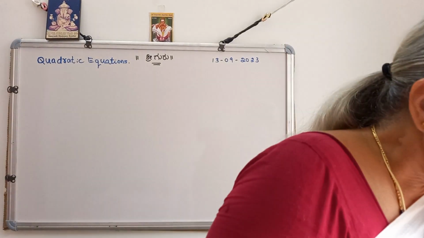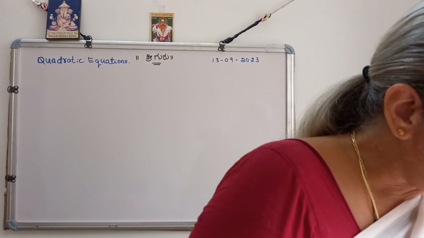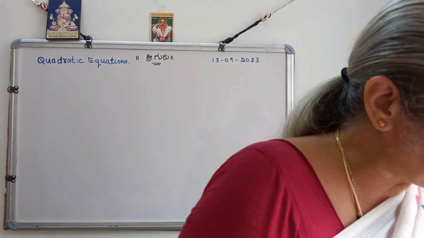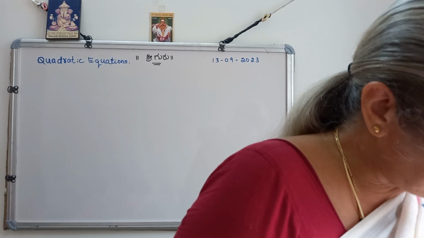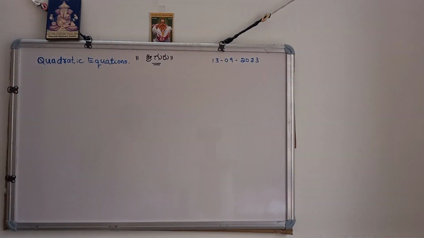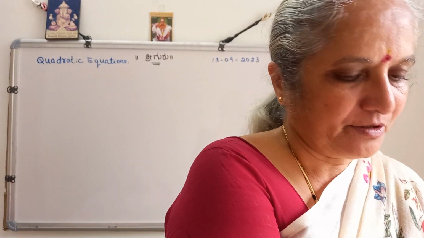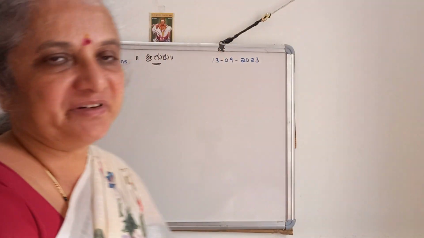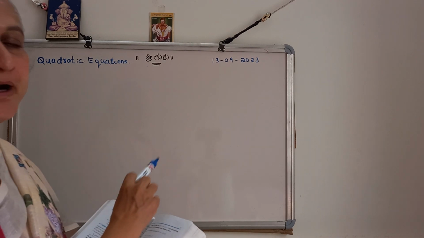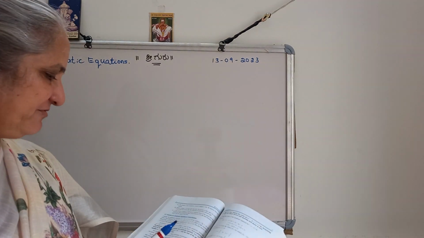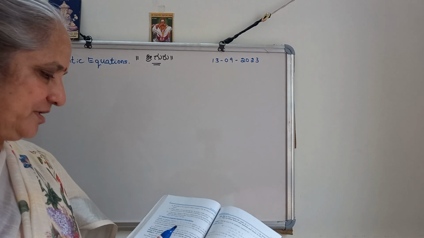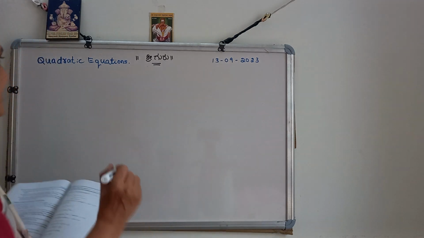Now what is the next example? 2x square minus 5x plus 3 is equal to 0. The quadratic equation has two roots. In the first example, we found that they are 1 and 1 upon 2. Now we will find the roots of the equation 2x square minus 5x plus 3 is equal to 0.